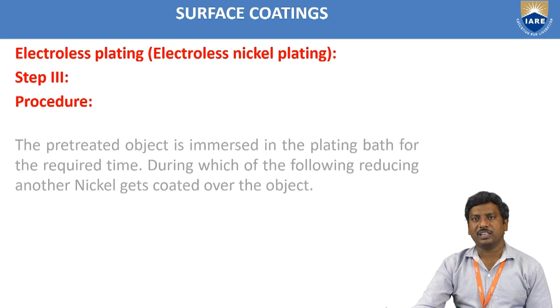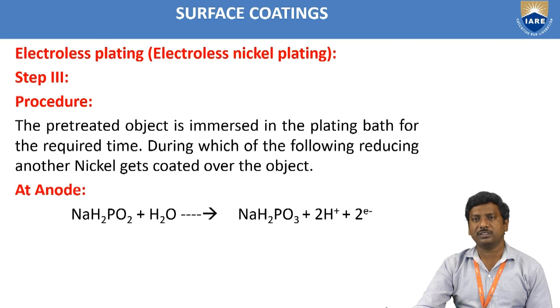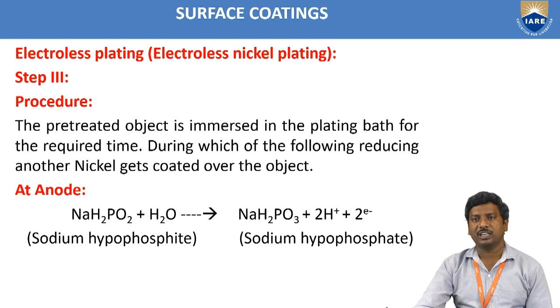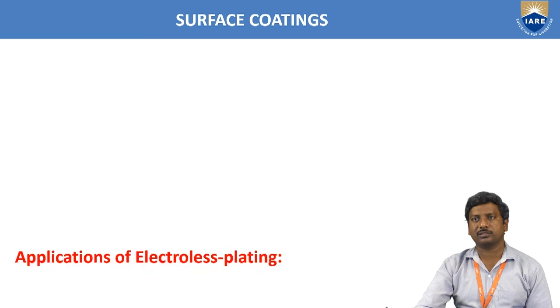And in step 3, the pre-treated object is immersed in the plating bath for the required time, during which the reducing agent causes nickel to get coated over the object. So at the anode, what happens? Sodium hypophosphite reacts with water to give sodium phosphite, with the loss of 2 electrons, so oxidation takes place. So at the cathode, what happens? Nickel ions react with the 2 electrons and are converted into nickel metal, which is deposited on the base metal.